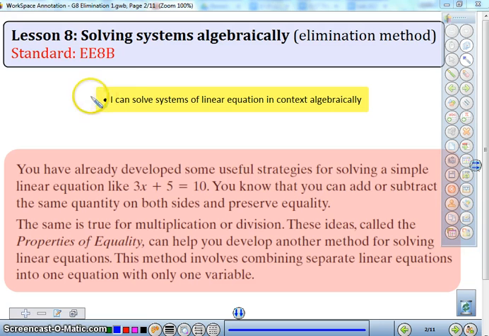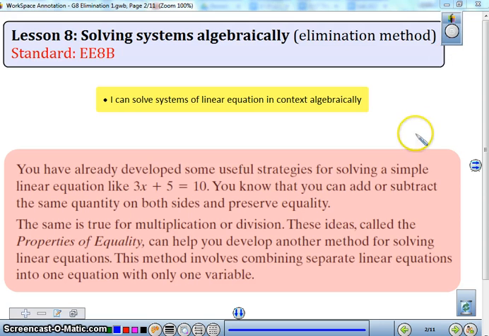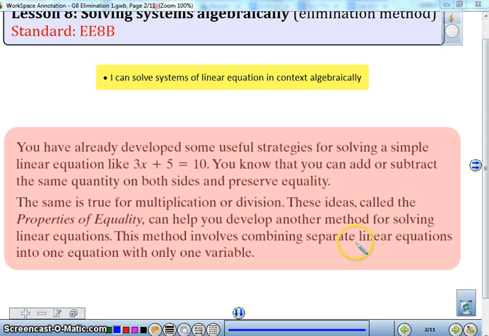And now we're going to start this new method called elimination. It's the last way of solving systems that we are looking at. We've already developed some useful strategies to solve simple equations like 3x plus 5 equals 10. You know you have to add or subtract the same quantity to both sides. The same is true for multiplication and division. These ideas are called the properties of equality, and they can help you to develop another method of solving linear equations.